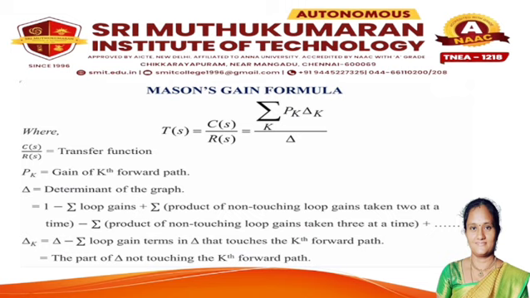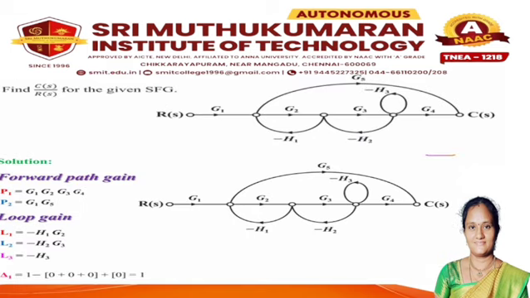Pk means the gain of the kth forward path. Delta means the determinant of the graph. Delta k means delta minus the sum of all gain terms in delta that touch the kth forward path. By using this Mason's gain formula, we can determine the transfer function of the system.